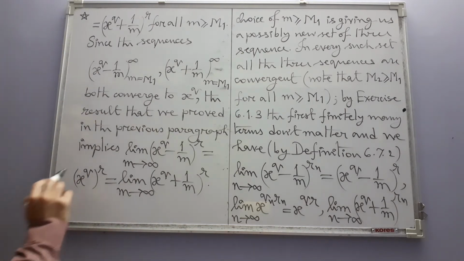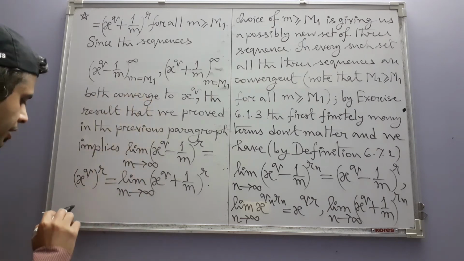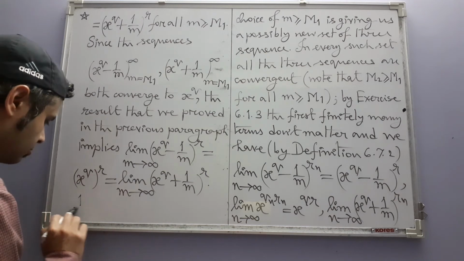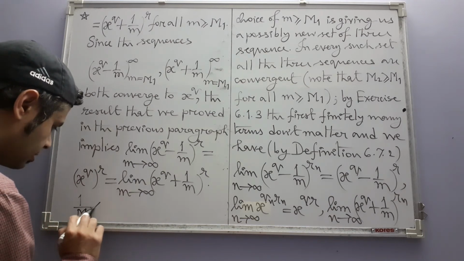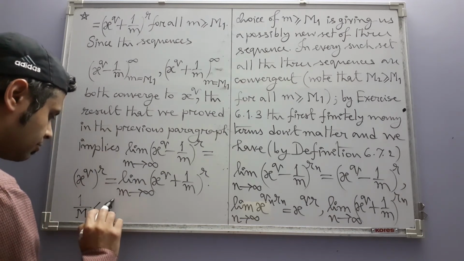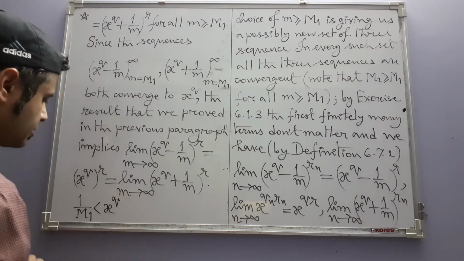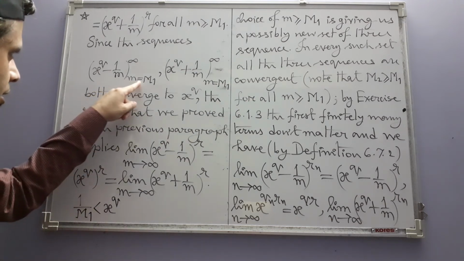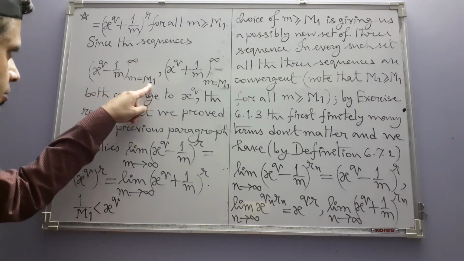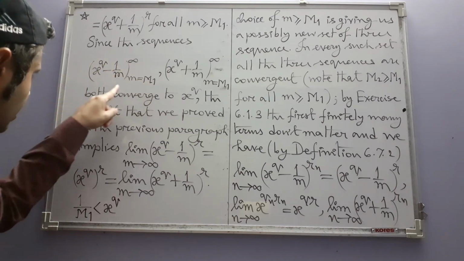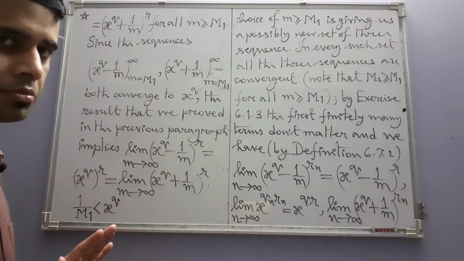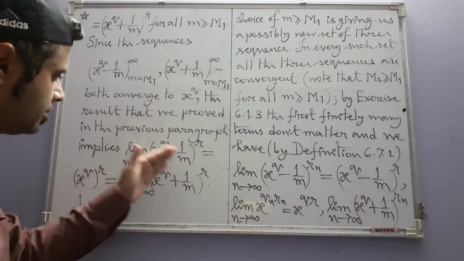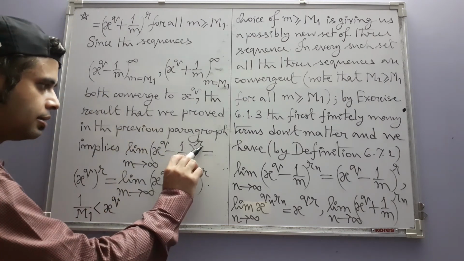Recall how we considered capital M1. Capital M1 was chosen to be a positive integer such that 1 over M1 is less than x to the power q. And the small m that we are choosing starts from capital M1, so these terms are actually also positive real numbers. So the result that we proved in the previous paragraph actually is applicable here.